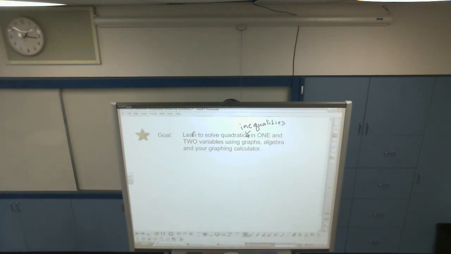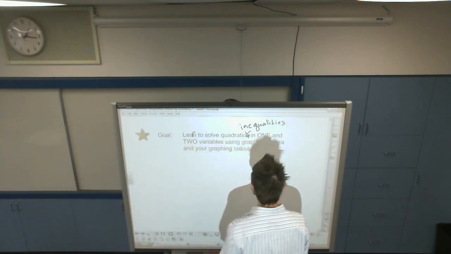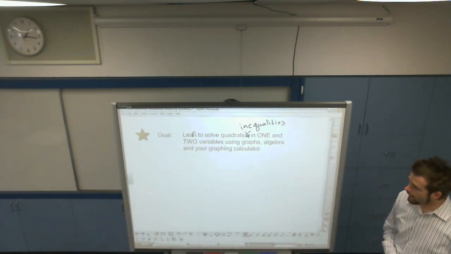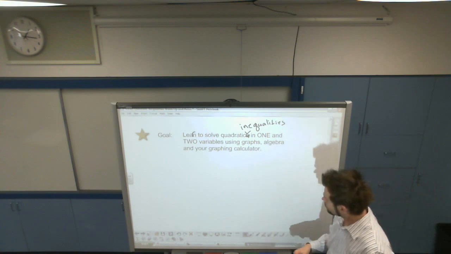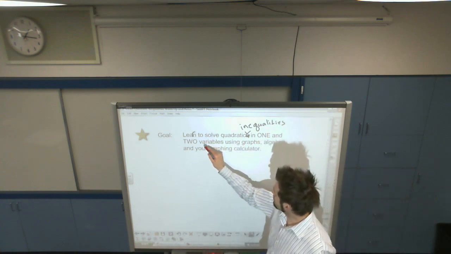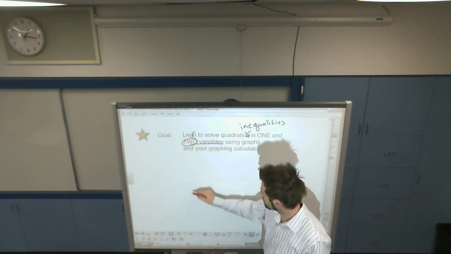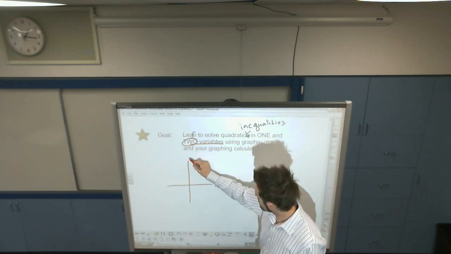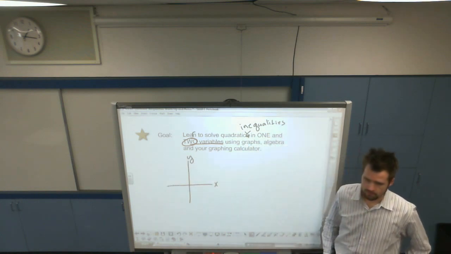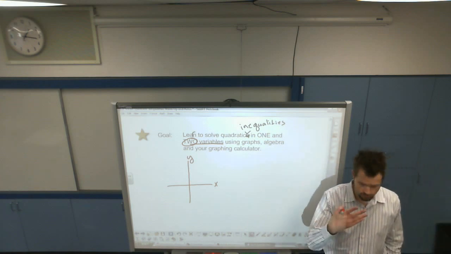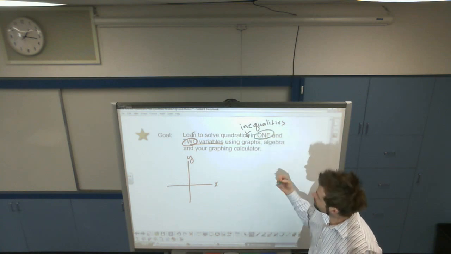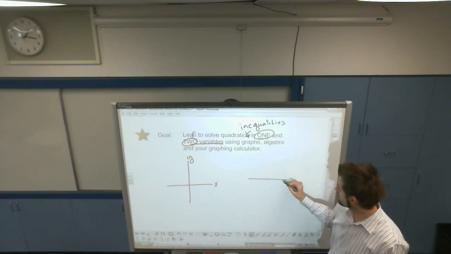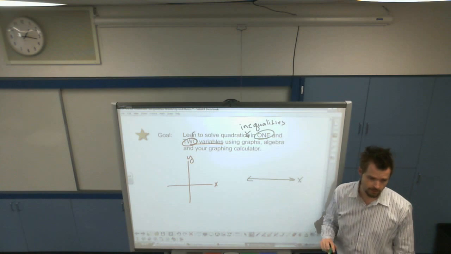Our goal is to learn to solve quadratic inequalities in 1 and 2 variables using 3 means: graphs, algebra, and your graphing calculator. The big difference between the two is if you have something that has 2 variables in it, you need to solve it on an x, y coordinate plane. You need 2 dimensions. You need a graph, basically. And if you have something with only 1 variable in it, only an x, you don't need all that. You just need a number line.